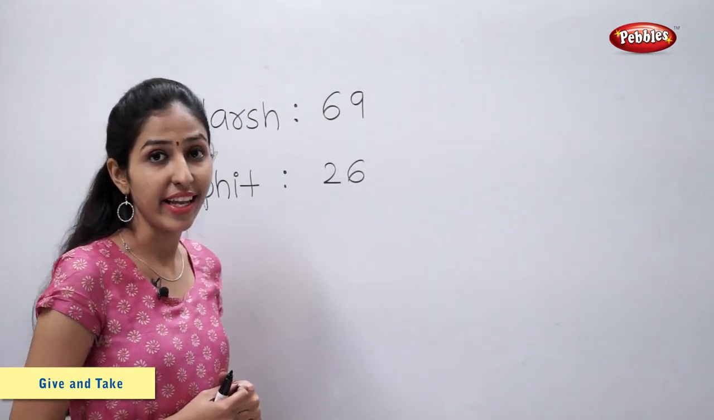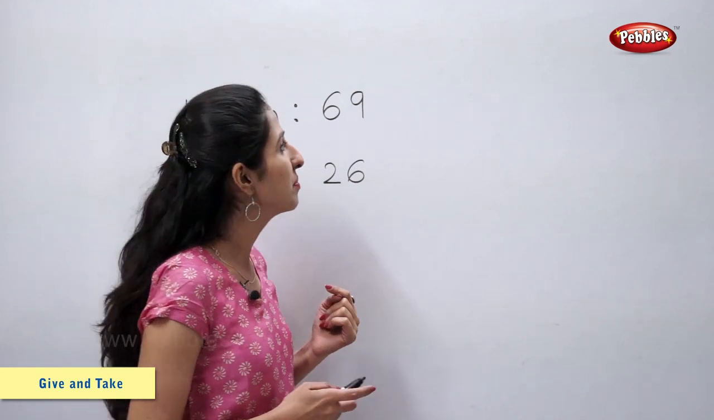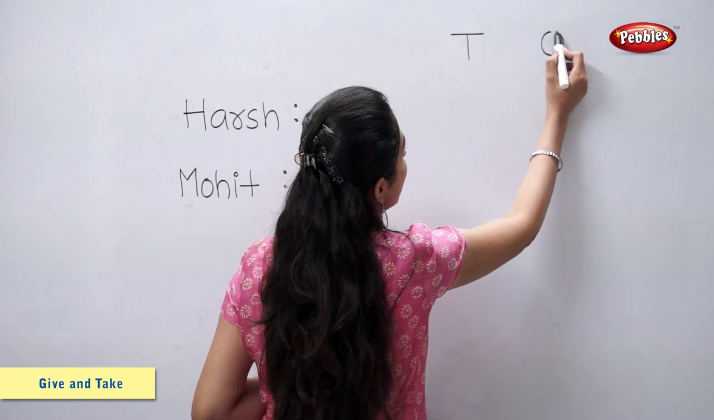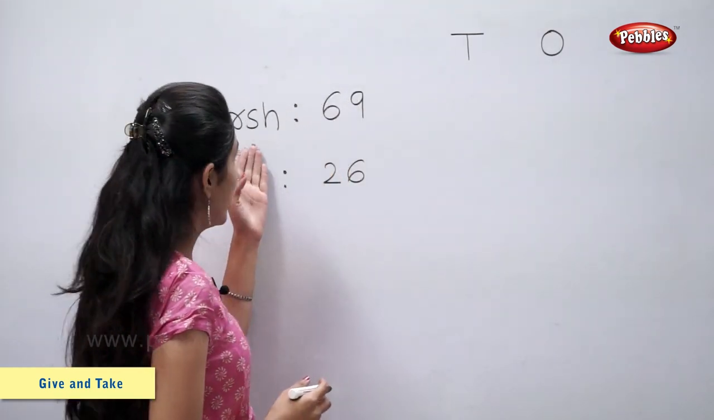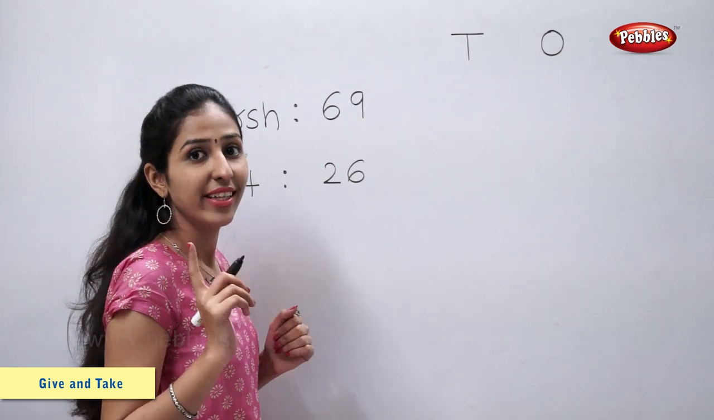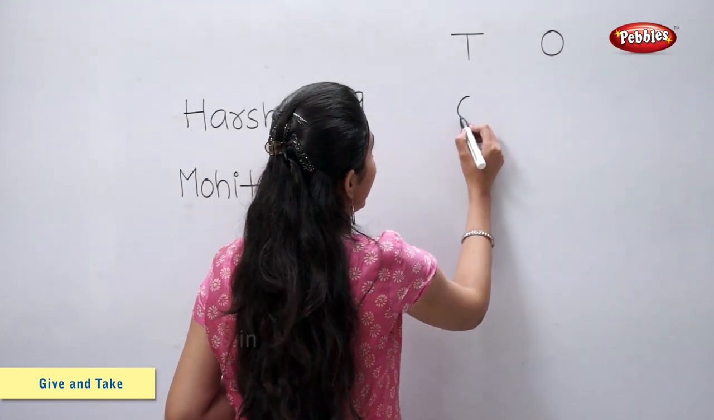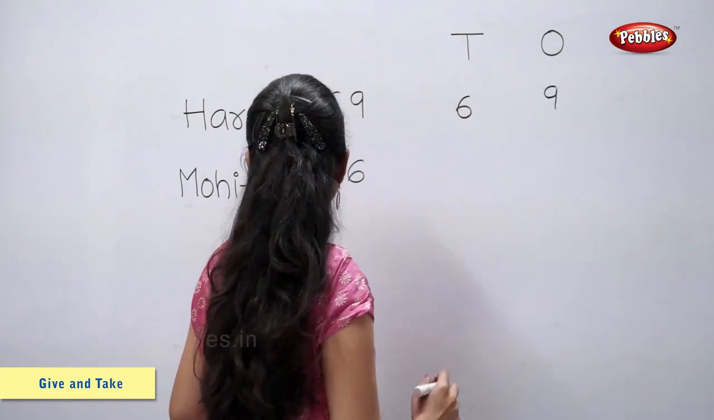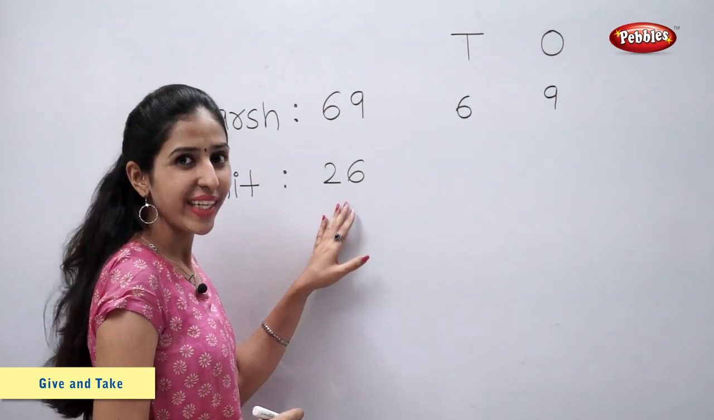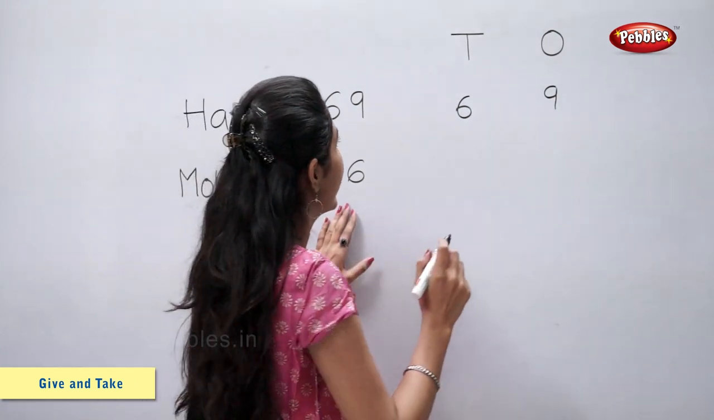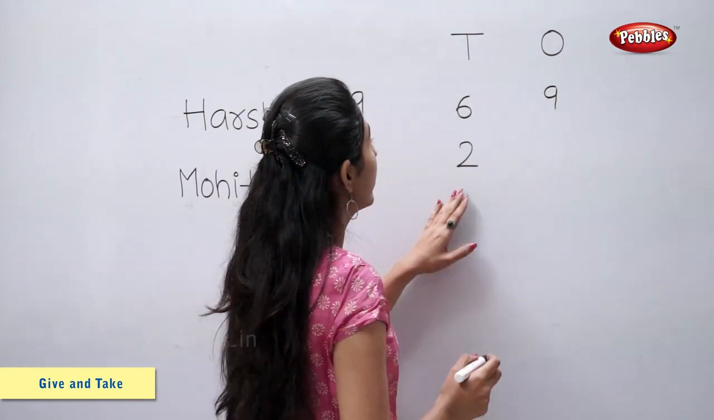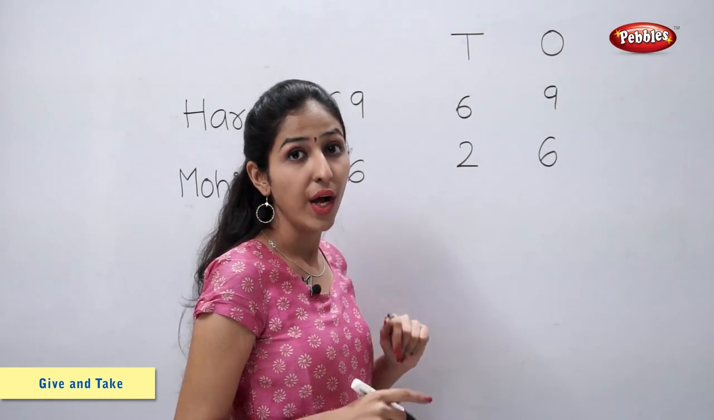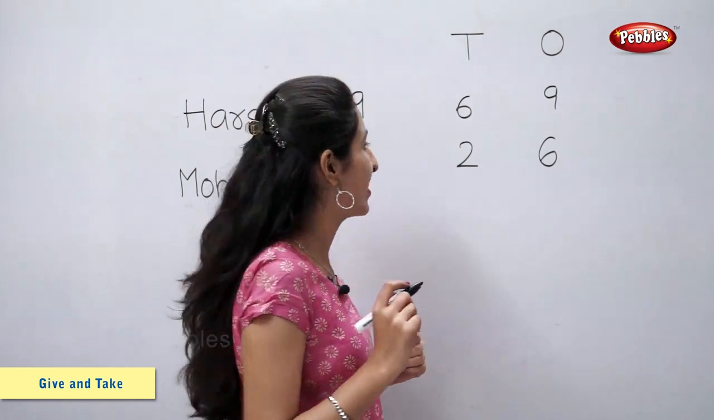Let us solve this in tens and ones form. Tens, ones. Harsh bought 69 pearls. 69 is 6 tens, 9 ones. Mohit bought 26 pearls. 26 is 2 tens, 6 ones. Now let's find out total number of pearls.